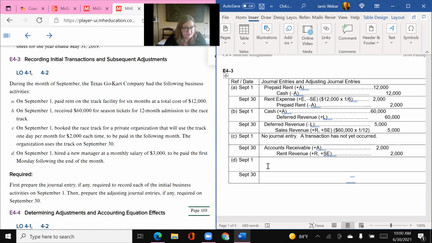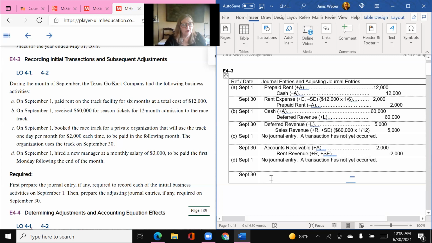On transaction D, September 1st, we hired a new manager at a monthly salary of $3,000 to be paid the first Monday following the end of the month. Okay, again, it's a little tricky because if you look at it, no cash moved on the day, September 1st. We just made a contract with this guy that we're going to pay him after he provides the service. No cash moved and no expense happened yet as of the day that we made the contract. So no journal entry.